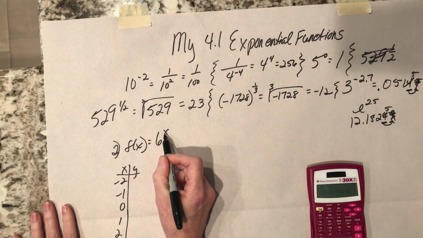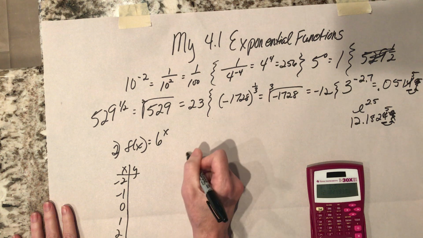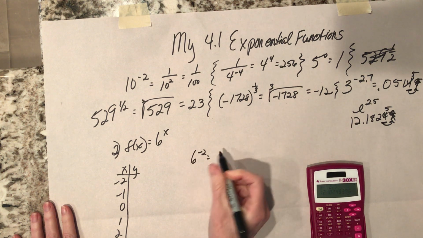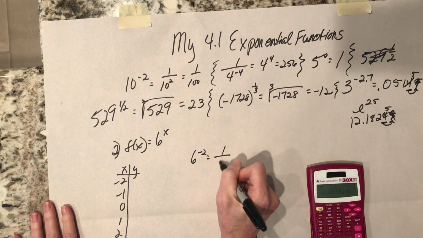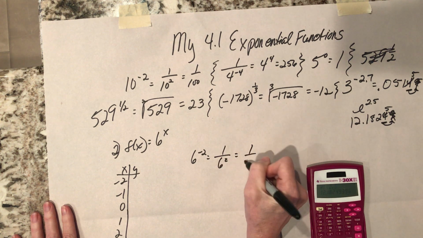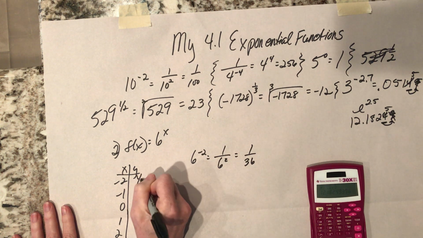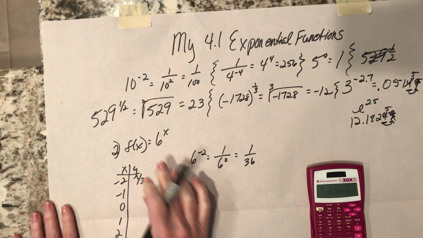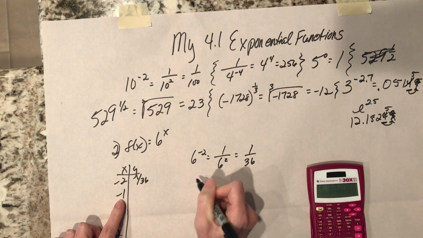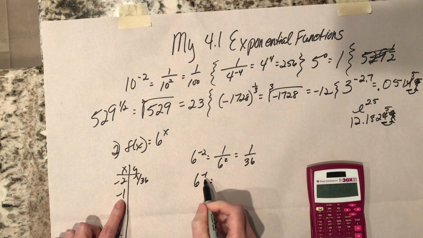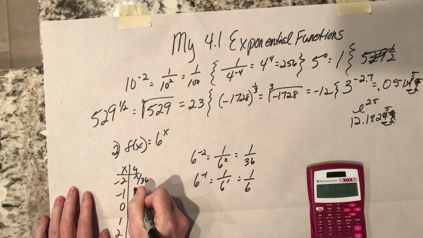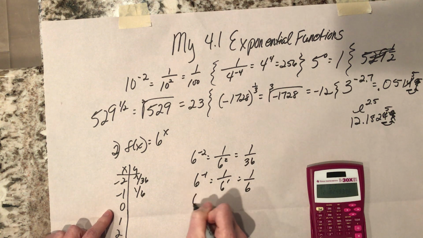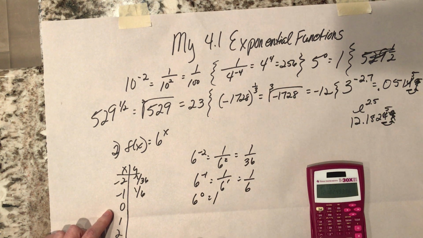So this is 6 raised to the -2 power. Remember, negative exponents tell you to move it. So we get 1 over 6 squared, which is 1/36. Then we've got 6 to the -1 power. Again, the negative exponent tells you to move it. We get 1/6 there. 6 raised to the 0 power. Anybody raised to the 0 power is a 1.